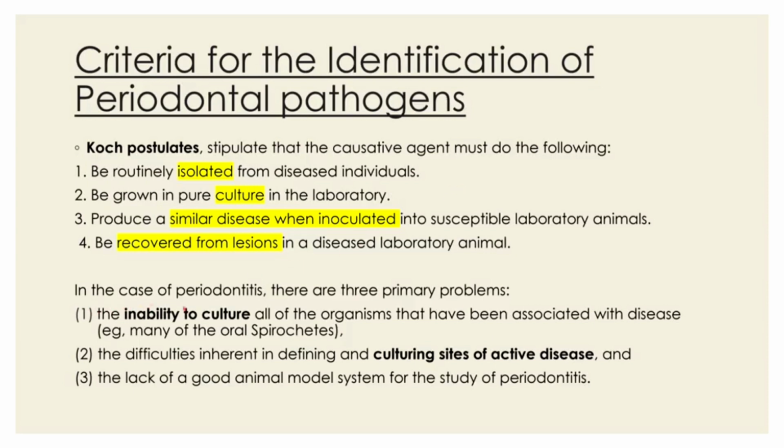In a case of periodontitis, there are three primary problems. First, the inability to culture all the organisms, because the majority of organisms in periodontal disease are spirochetes, and spirochetes can't be cultured. Second, the difficulty inherent in defining and culturing sites of active disease. In periodontitis, there are periods of rest and periods of exacerbation. Third, the lack of a good animal model system for the study of periodontitis.